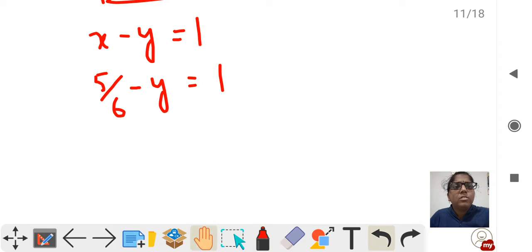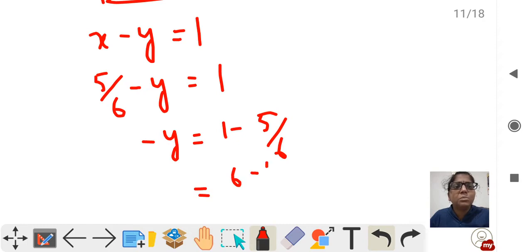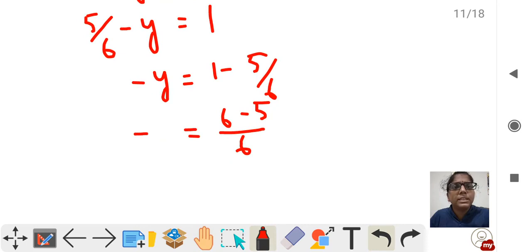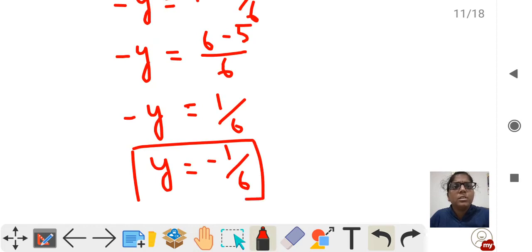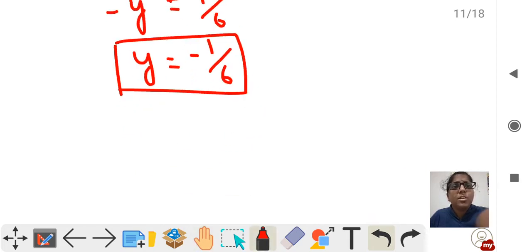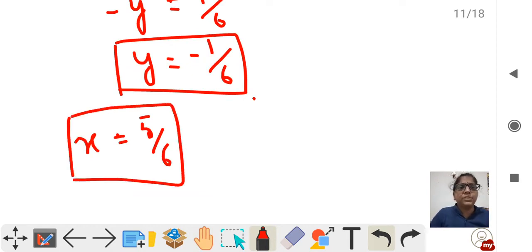So y will be 5 by 6 minus 1. You will get the value as 5 by 6 minus 6 by 6. What is that? It is minus y is equal to 1 by 6. So what is the value of y? y is equal to minus 1 by 6. So the x value is 5 by 6, and the y value is minus 1 by 6.